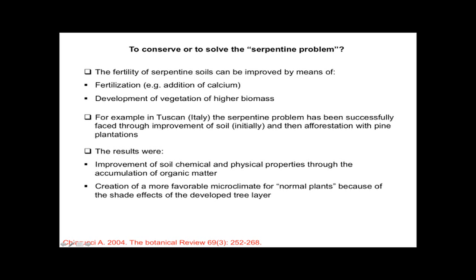In Tuscan area, according to Alessandro Chiarucci, we have a lot of stress because of the drought. Having a tree layer, this layer provides shade to the understory, so we have better microclimatic conditions for the plants in the understory.